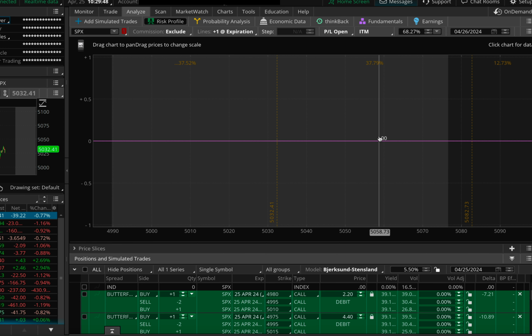Okay, here we are. It's 10:30, and this is our midday checkup. So we're just going to come back in here and see if we had left those butterflies on, where would they be now? So here's the first one.